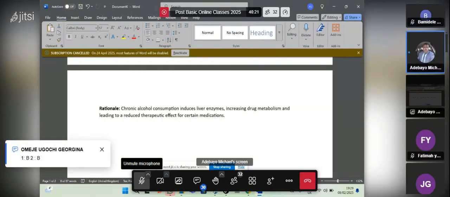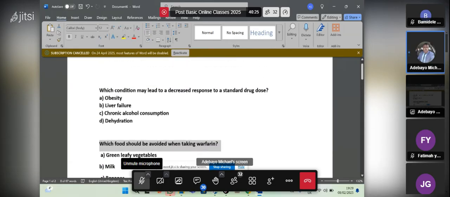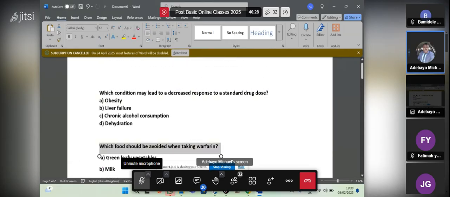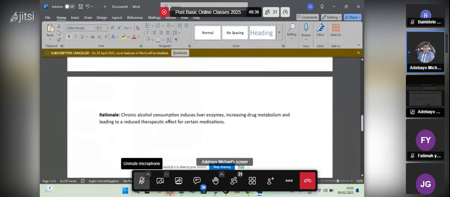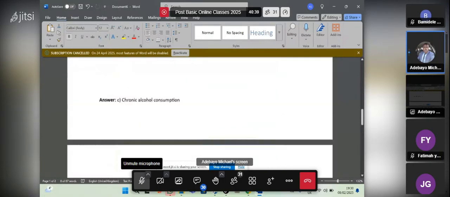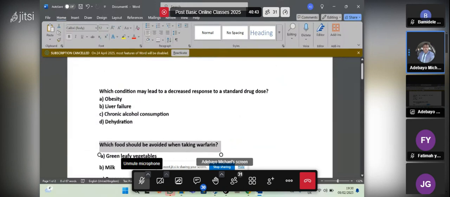effect for certain medications. Now if you see this kind of question in your exam, it's a bit tricky because there are about three answers that want to fit. If not for this rationale that was shown here, a lot of people will want to go for liver failure. However, if you see this kind of question without chronic alcohol consumption, you quickly go for liver failure.